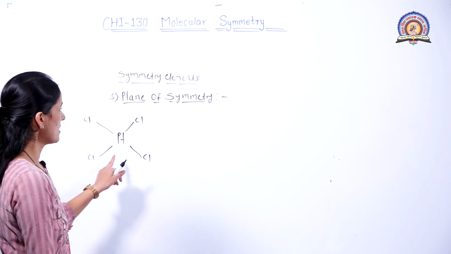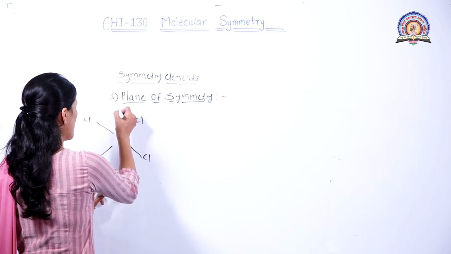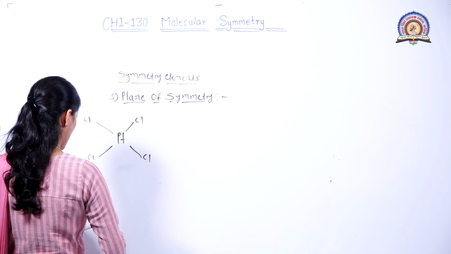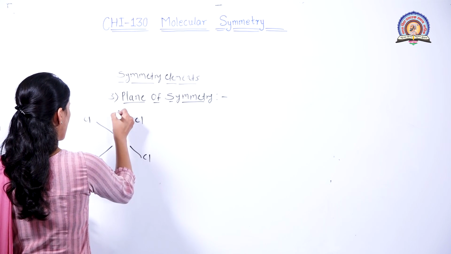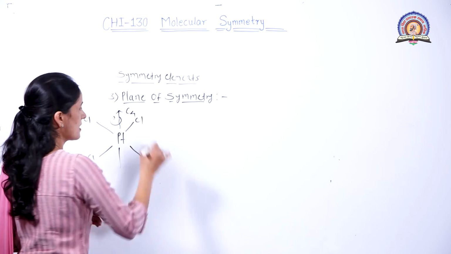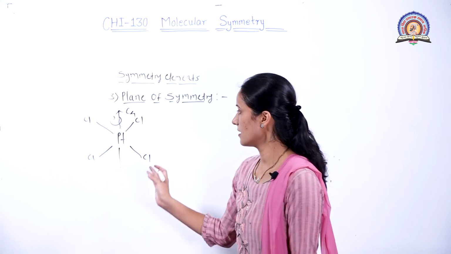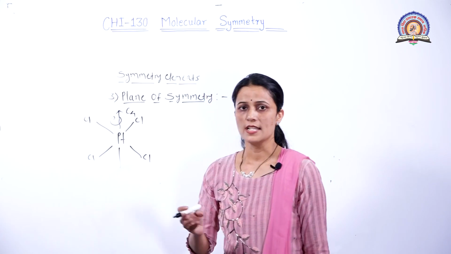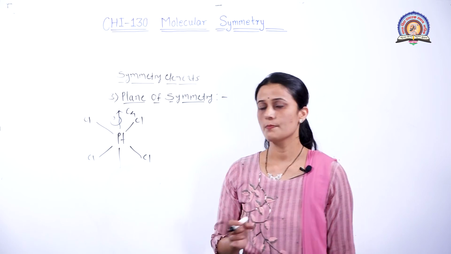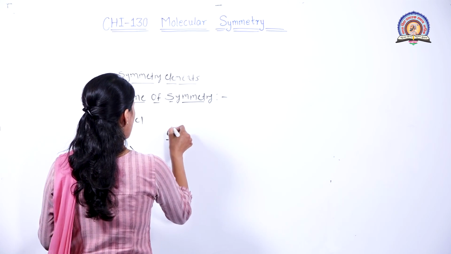Okay, so this is the complex which has square planar geometry. As this platinum contains 4 chlorine atoms, the principal or proper axis is C4. Now we have to study whether sigma V, sigma H or sigma D is present or absent in this PtCl4 molecule. Okay, so let's see the sigma H.